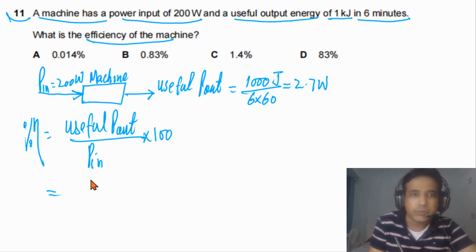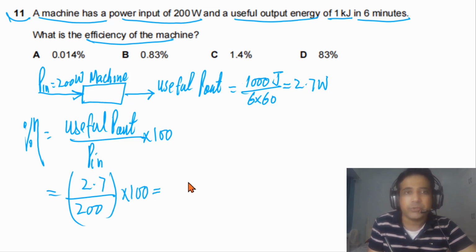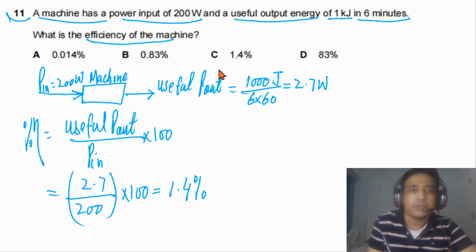So in this case we have P out useful, that is 2.7, and we have P in, that is equal to 200 watts, and we need to multiply this by 100. If we solve this, our answer has to be equal to 1.4%. So the answer for this question is C.